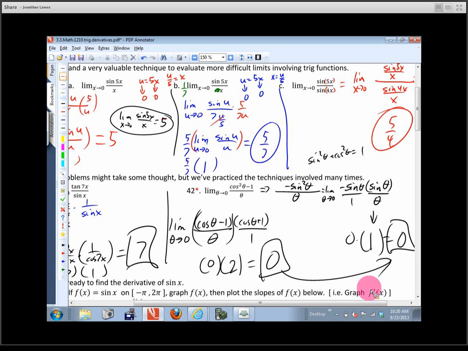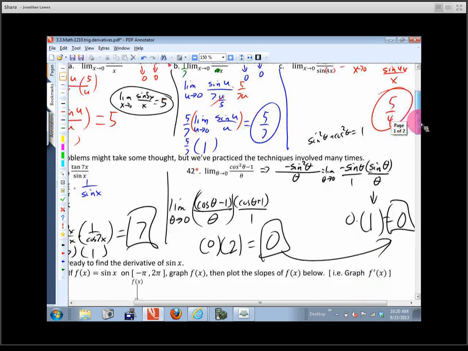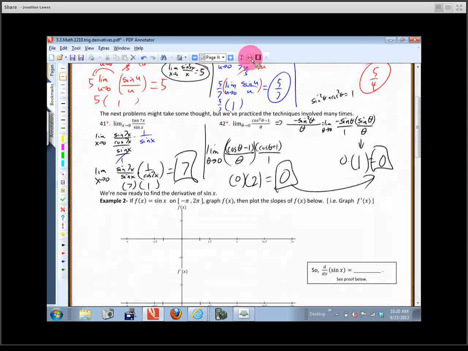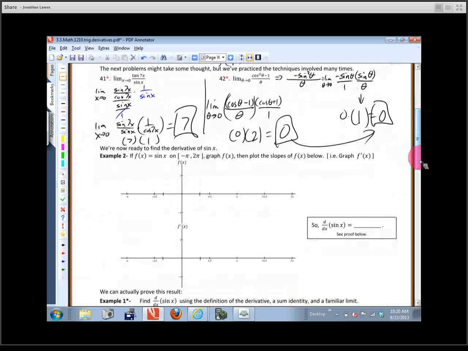The nice thing about trig functions, especially when they're squared, or even when they're not, is you've got all those identities that you can work with. So there are lots of different approaches that you can take. And as long as you get the same answer either way, it should be fine. Okay, any questions?